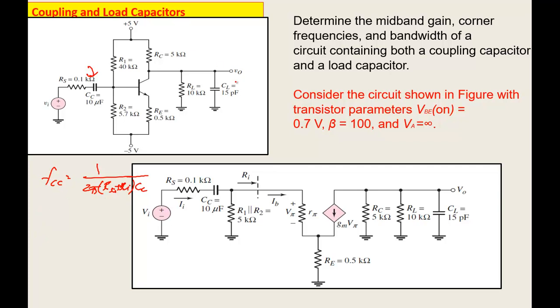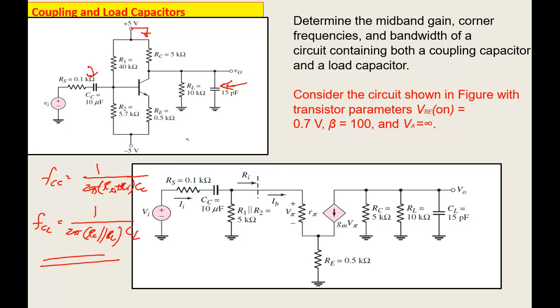Now look at this one. If you open circuit this and look at the total resistance from here, what will be my FCL? 1 by 2 pi. The resistances both are in parallel actually, because in AC analysis you will ground the DC. Okay, so RC and RL will be in parallel. So RC parallel RL into CL. That's your other cutoff frequency. So two frequencies are there.